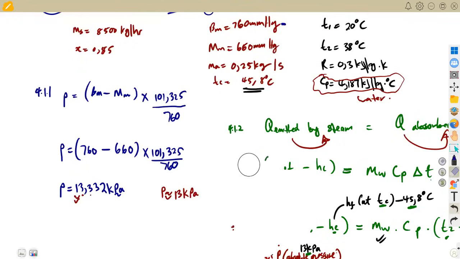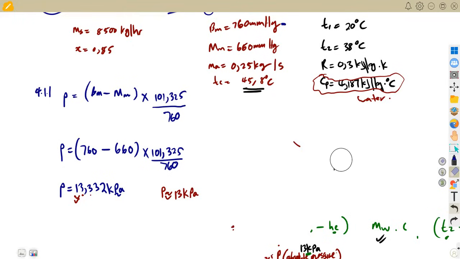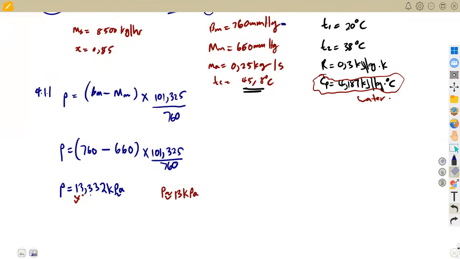All right, I'm just going to remove this. I don't think you're going to need it. So from our PV formula, we know that PV is equal to MRT. All right, so we understand. So that's 4.13. PV is equal to MRT.